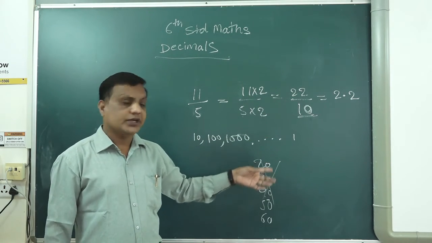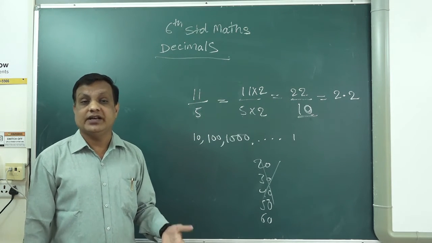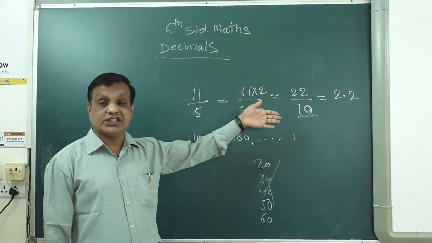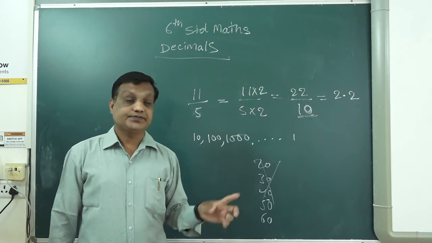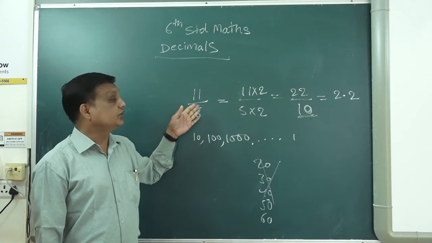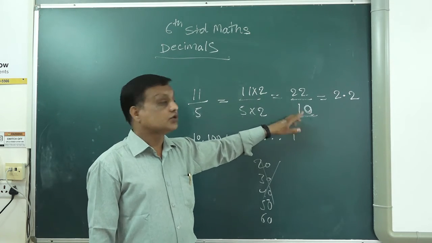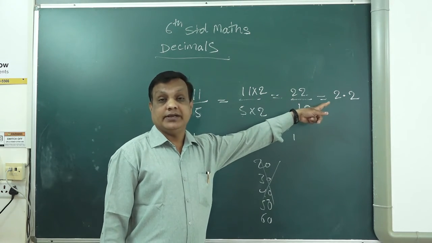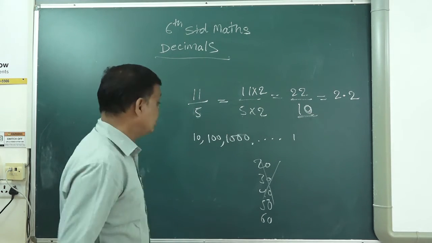In another way also you can convert directly, by dividing the number into decimals. Maybe you are confused. Here also you can directly convert by dividing, but it is very hard. So this is the easiest way. The denominator you have to convert first. So 22 upon 10 became 2.2. One more example we will take so you will understand.